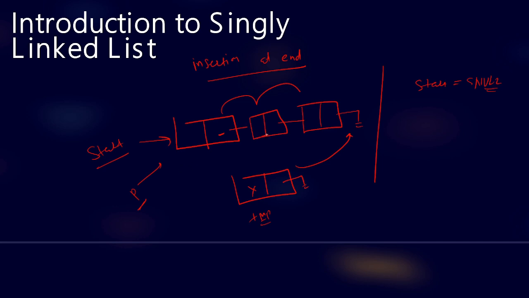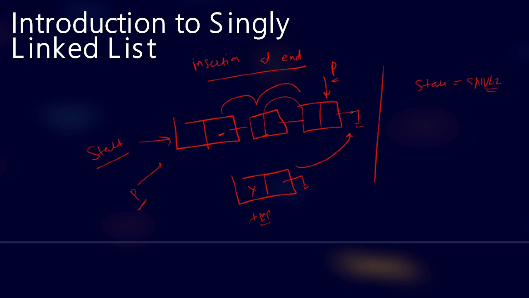So P will be moved to here. Again, we check whether P of next contains null or not. It is not containing null, so we move it to this one. Again, we check whether P of next equals null or not. Here we find that P of next equals null. So we stop here and we get P over here. So we need to travel from the starting node to the end node.